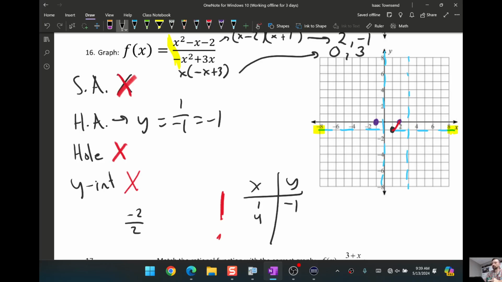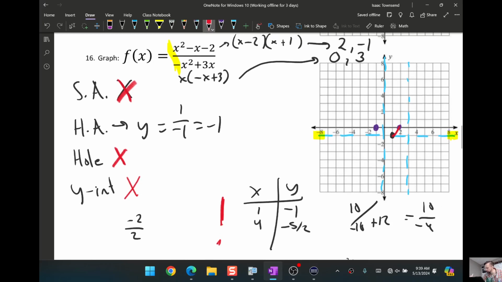So if I plug in 4, I get 16 minus 4, which would be 12, minus 2 would be 10, over -16 plus 12, which is 10 over -4, or -5/2, -2.5. So when x is 4, y is -2.5. Now, that's actually what I was anticipating, but again, I just wanted to do one more for myself just to add some confidence to my graph.